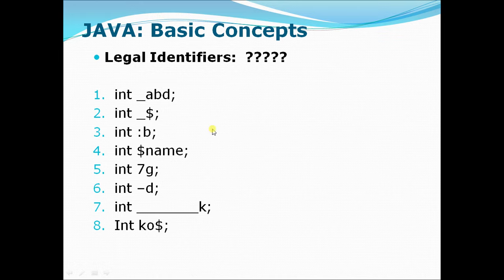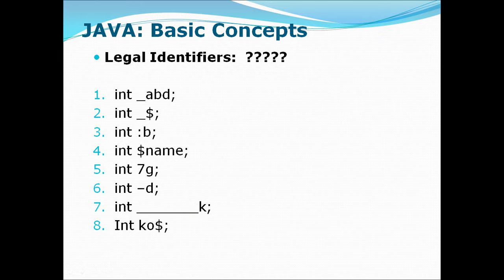So tell me which are legal and which are not. First one is legal, underscore. Is it correct? Yes. Second one? Yes. Third one? No. Fourth one? Yes. Fifth one? No, it cannot start with a number, right? Sixth one? No, it cannot start with a hyphen. Seventh one? Many underscores are there, but it is starting with underscore, so no problem. Eighth one, last one? Sure, fine.